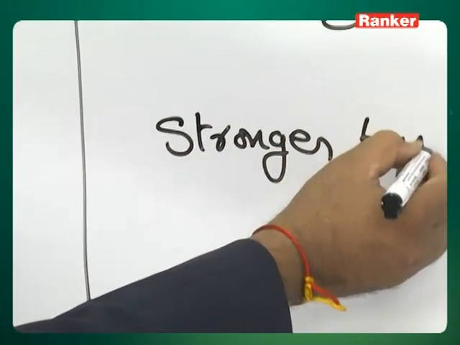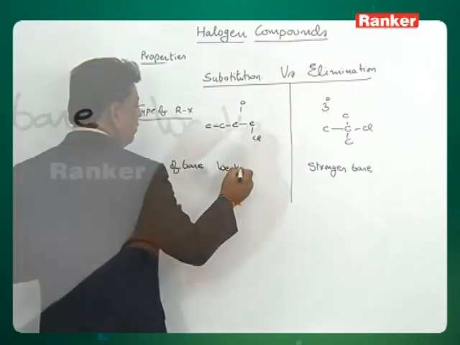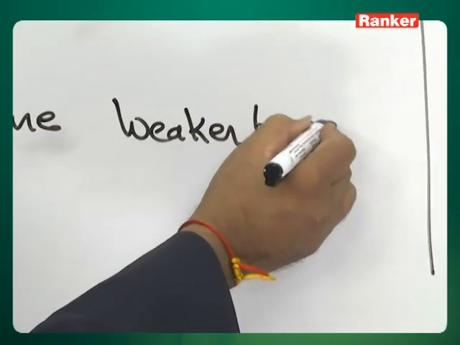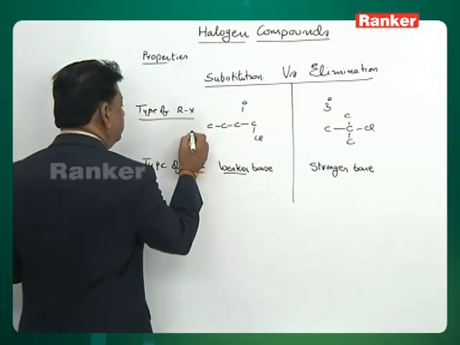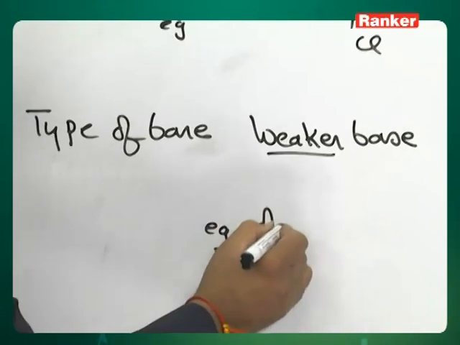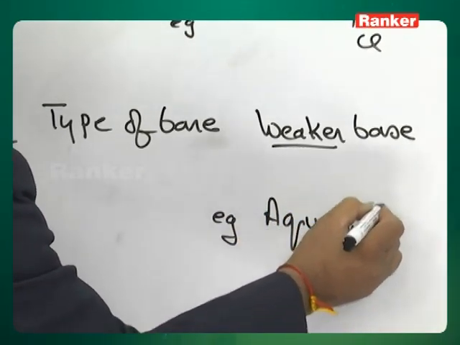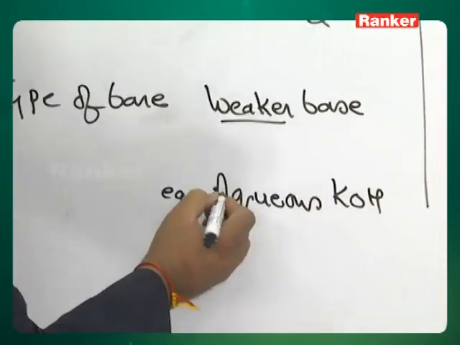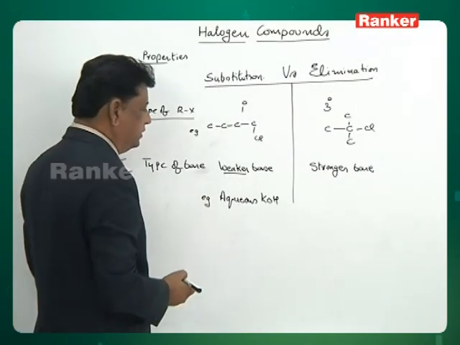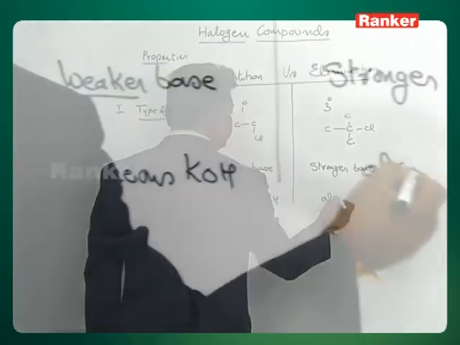With a stronger base, elimination is taking place, and with a weaker base, substitution is taking place. A weaker base example is aqueous KOH. That is KOH dissolved in water, and it is called aqueous KOH. Alcoholic KOH is here.